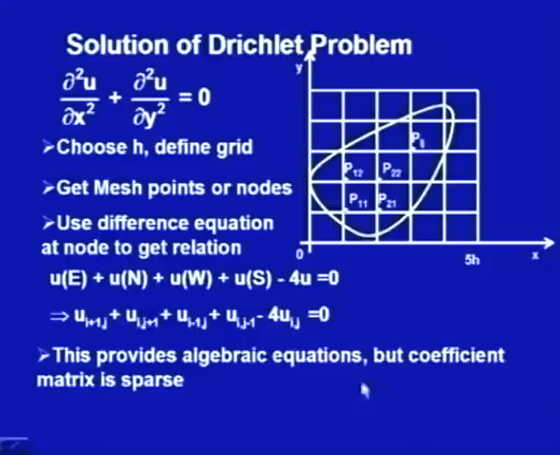In this kind of sparse matrix, the method of elimination, the Gauss elimination method, is very costly in the sense that it will take too much time as well as too much work to get the solution, and we may get a division by 0 somewhere or something like that.